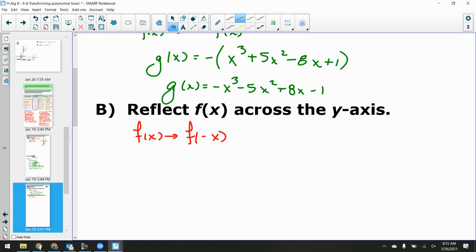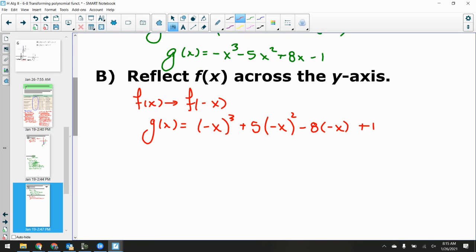So it was x to the third, so g of x is now going to be negative x to the third. And then it was plus 5x squared, so it's going to be plus 5 negative x squared. And then it was minus 8x, so it's minus 8 times negative x, and then plus 1. Again, I'm just putting in negative x in for every x value that was there.